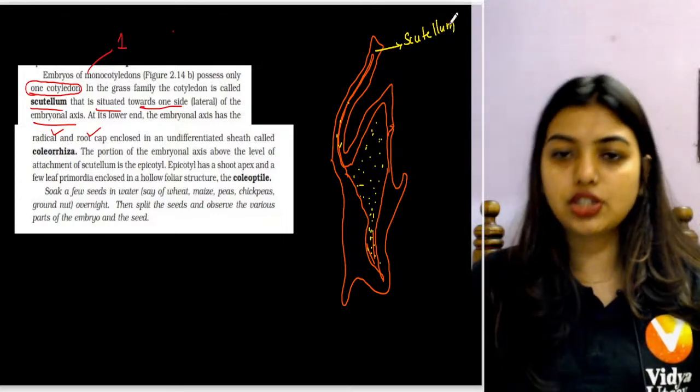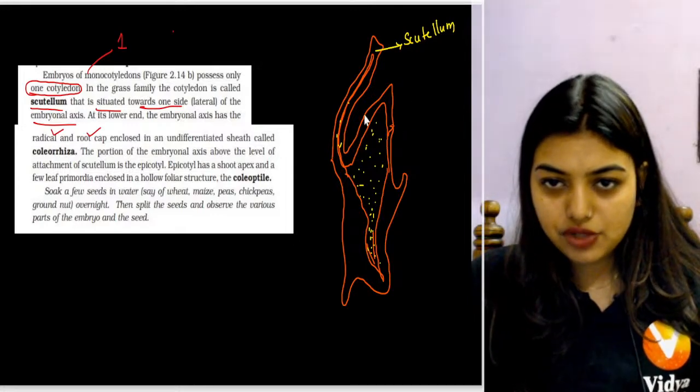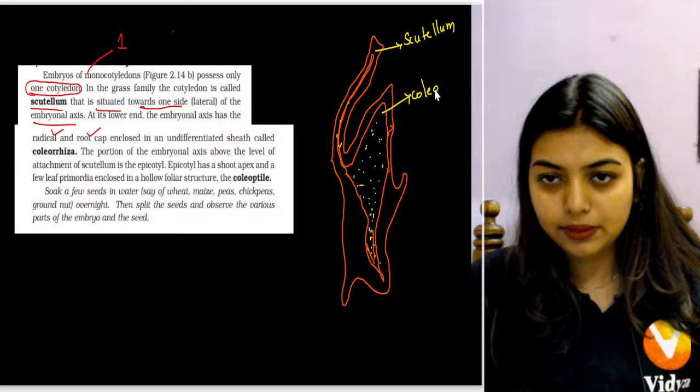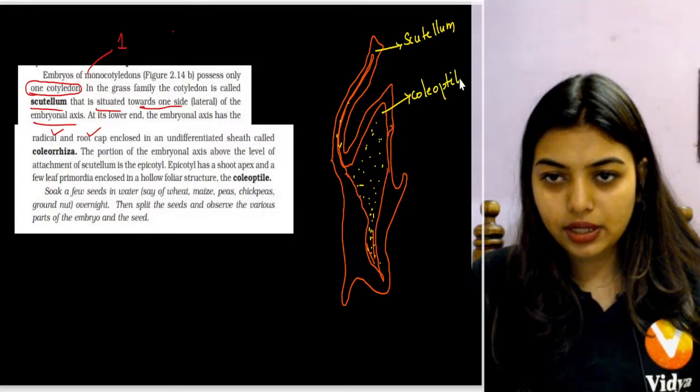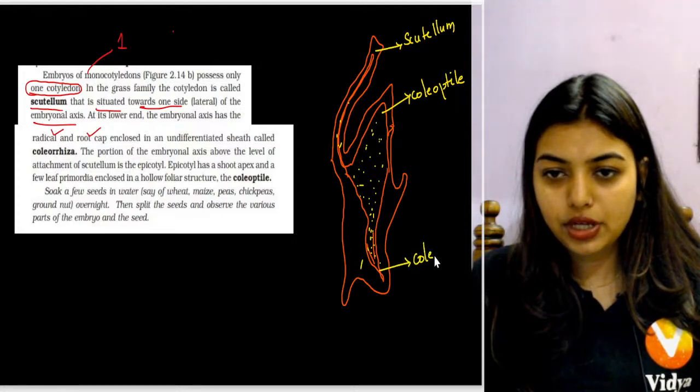This portion is the scutellum. Now, since this portion is the scutellum, this portion, which is going to give rise to the plumule, there is a protective layer called a coleoptile. And this portion that will give rise to the root, there is a protection called coleorhiza.